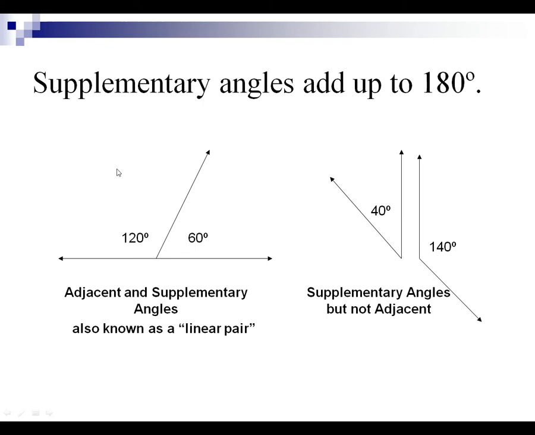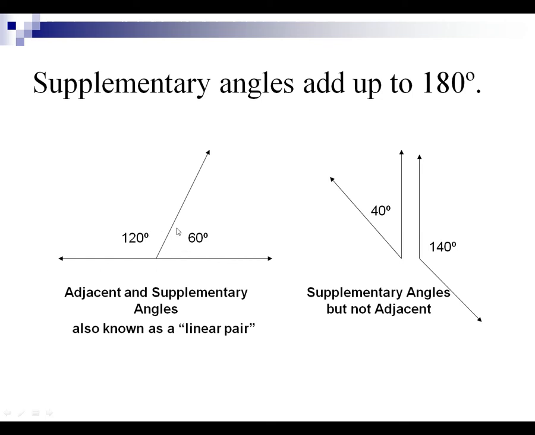Now, supplementary angles, you should remember, you've already gone over this before. Supplementary angles add up to 180 degrees. So supplementary adds up to 180. So adjacent and supplementary angles are also known as a linear pair. That's another thing that you would call them, because when you put them side by side next to each other, they form a what? They form a straight line, which means they are a linear pair.